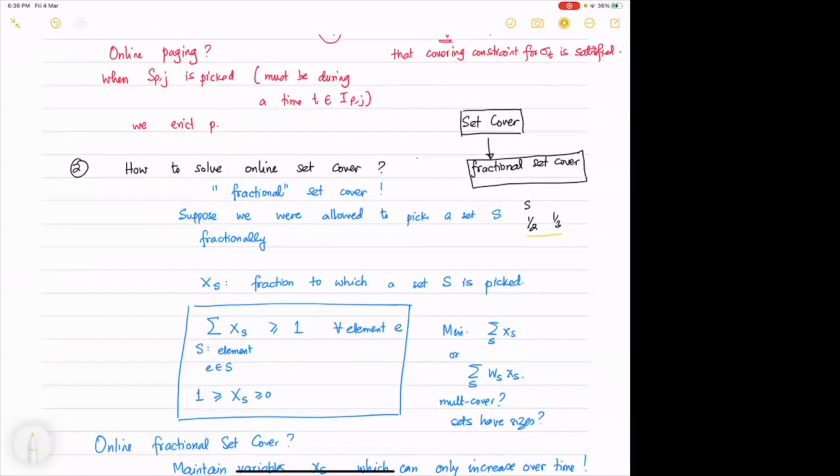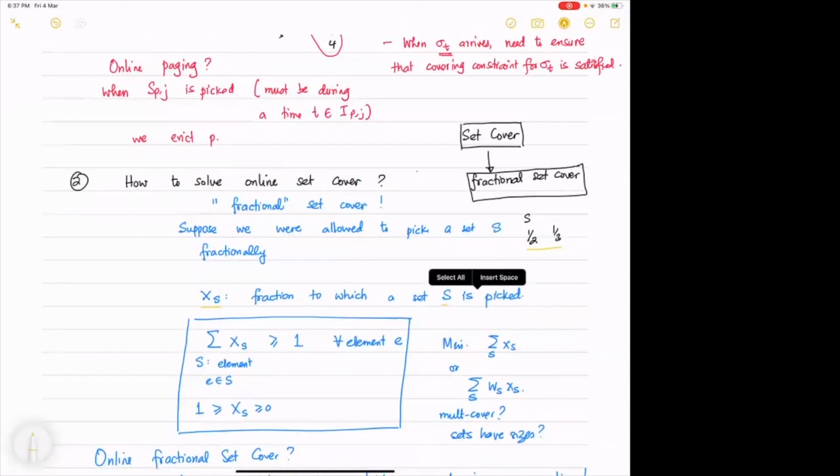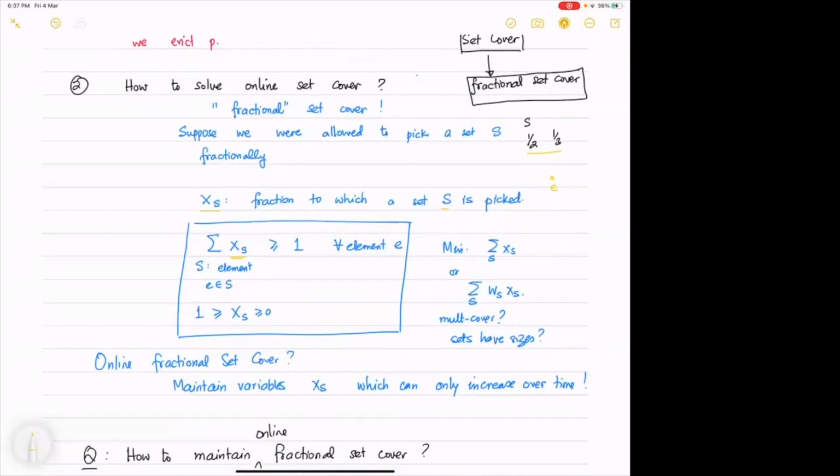All right, so let's write this down in a more formal notation. If x_S denotes the fraction to which you are picking a set S, then what does a solution mean here? If you look at any element E, and you look at the x values for all the sets which contain this element E, these should add up to at least 1. Earlier, if x_S were only 0 or 1, this was the earlier definition of set cover. It's saying that for every element you must pick at least 1 set covering it.